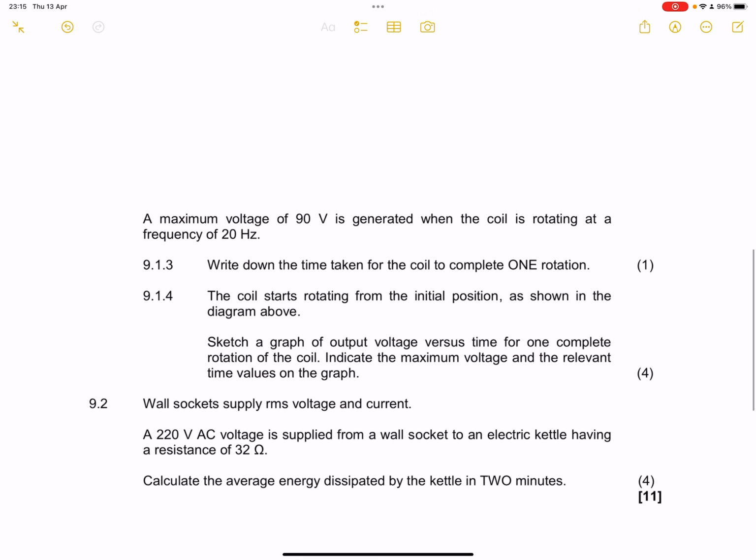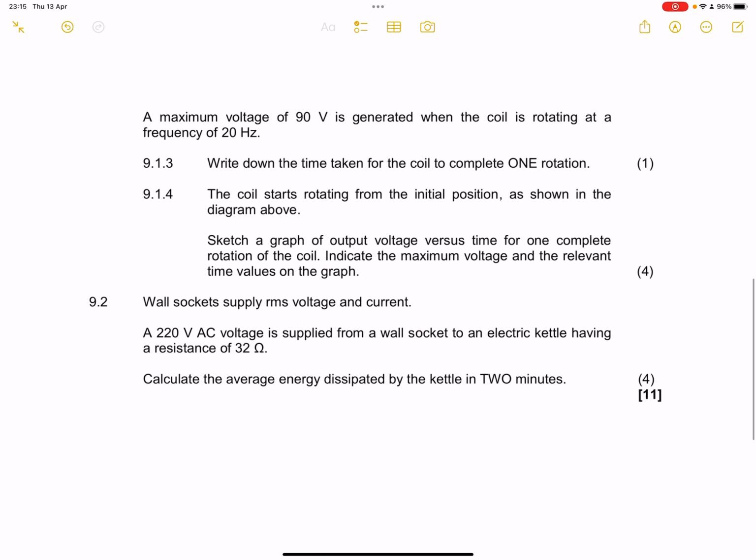All right, now let's go on to the next question. They say to us a maximum voltage of 90 volts is generated when the coil is rotating at a frequency of 20 hertz. Write down the time taken for the coil to complete one rotation.